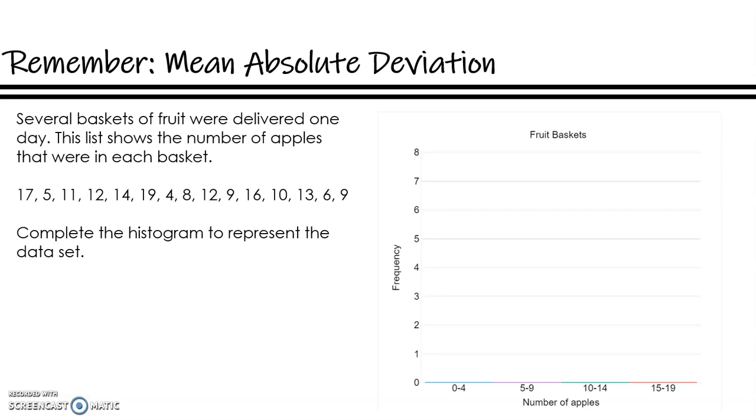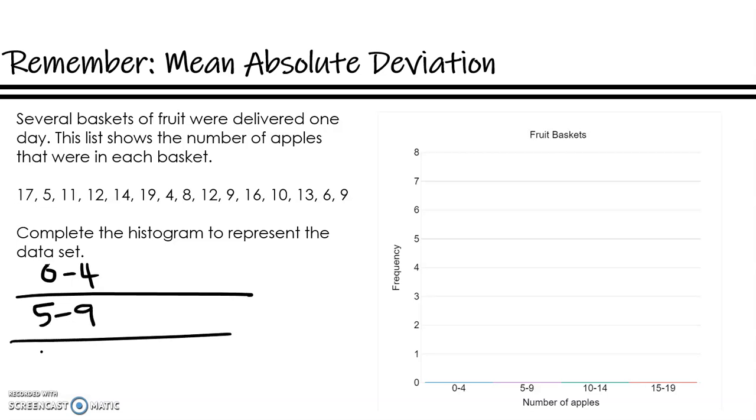Before we get started, I want to remind you how to create a histogram for different pieces of data. Because we already have our histogram here, we know what our numbers are, the categories. So we're going to have 0 to 4, 5 to 9, 10 to 14, and 15 to 19. For these, I'm going to tally to get my frequency. So 0 to 4, I have a 4, there's 1. There's only one number in that range.